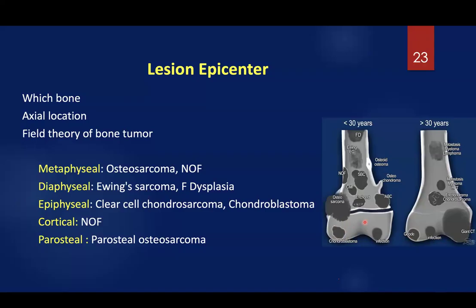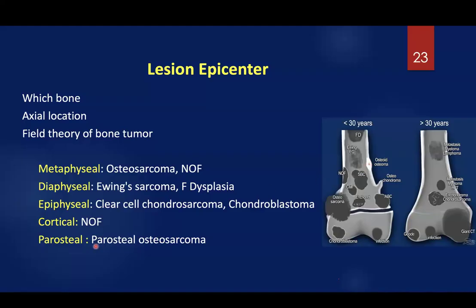And for whoever worked with me in the rotation, we always show you some typical examples of clear cell chondrosarcoma and how to differentiate between clear cell chondrosarcoma and chondrosarcoma based only on X-rays and MRIs without even going into biopsy. Cortical lesions, if the epicenter is within the cortex, this is typically non-ossifying fibroma or osteoid osteoma. The epicenter of the lesion is within the cortex.